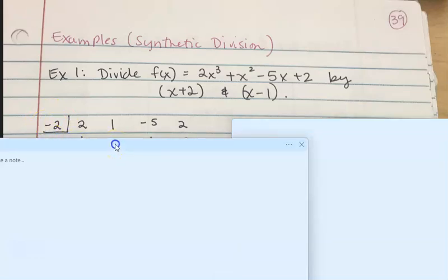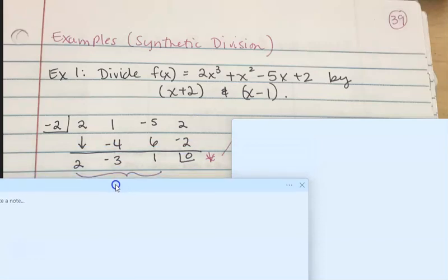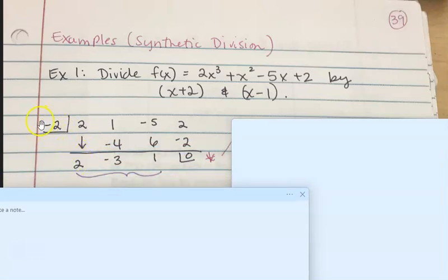So first thing we're going to do in my synthetic division is bring down that 2. And then once I bring down that 2, I'm going to multiply the -2 by 2 to get -4. I'll add vertically to get -3. I'll start over, multiply -2 by -3. That gives me 6. Add vertically, I get 1. -2 times 1 is -2. Add vertically, and I get 0.